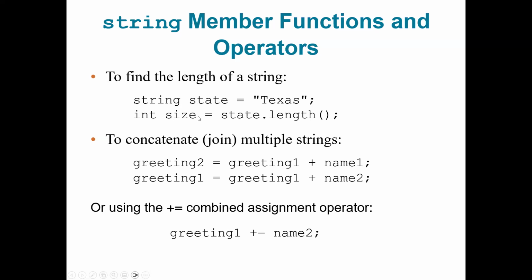Again, as we said, in major programming languages, for example Java, a string is a class and comes with a lot of functions, or we use the term methods. For example, we can also join multiple strings. In Java also, the same, we can use the plus sign to join two strings or a string with a value. So we say greeting1 plus name1, which means we are joining the string greeting1 to name1, then greeting1 plus name2. Or using the combined assignment operator, greeting1 plus equals name2, which is greeting1 equals greeting1 plus name2.